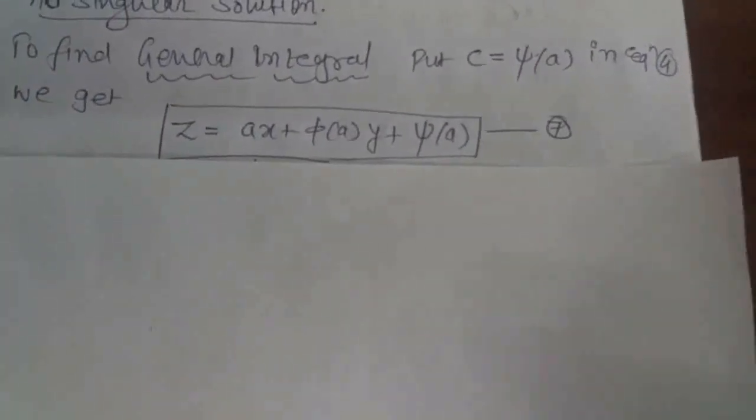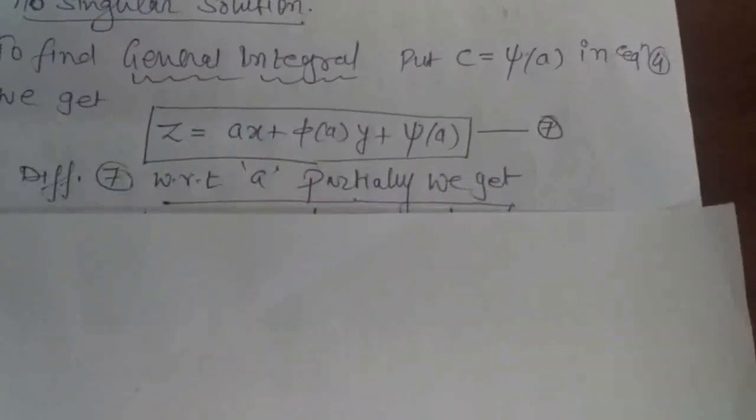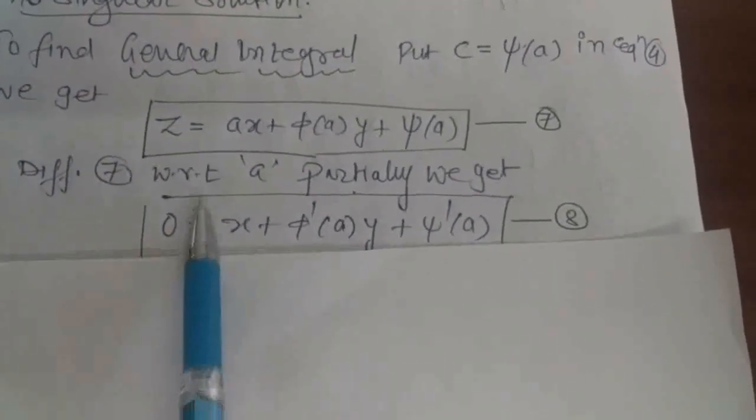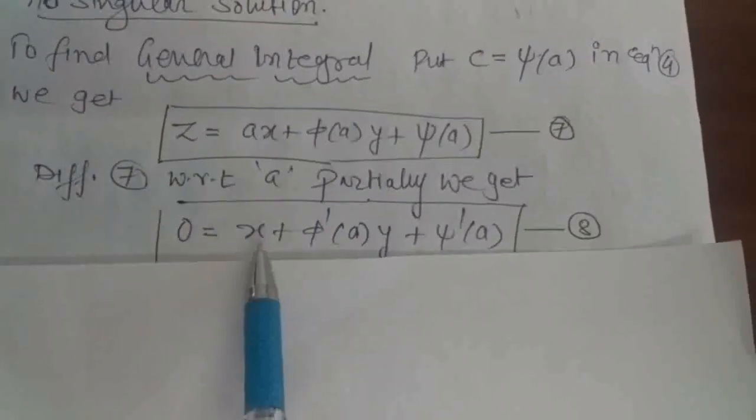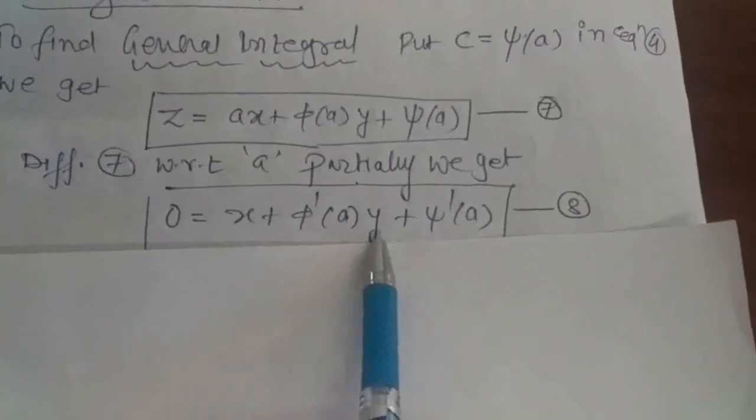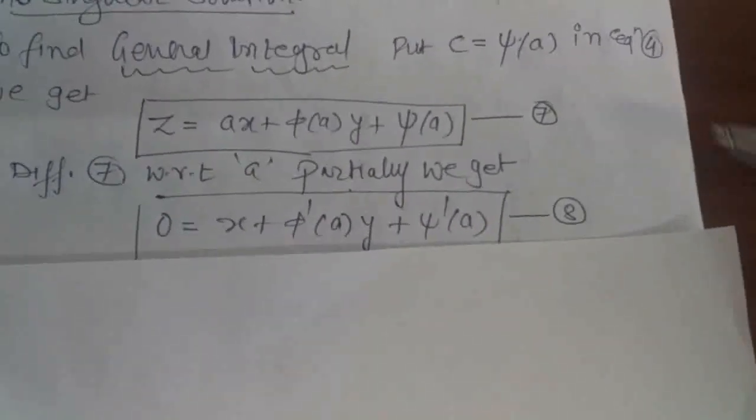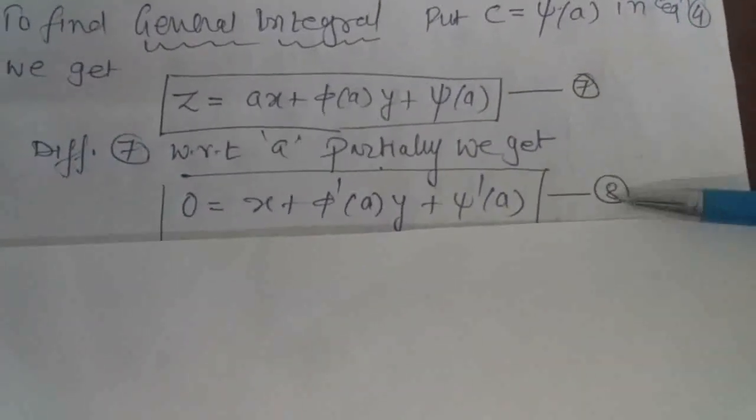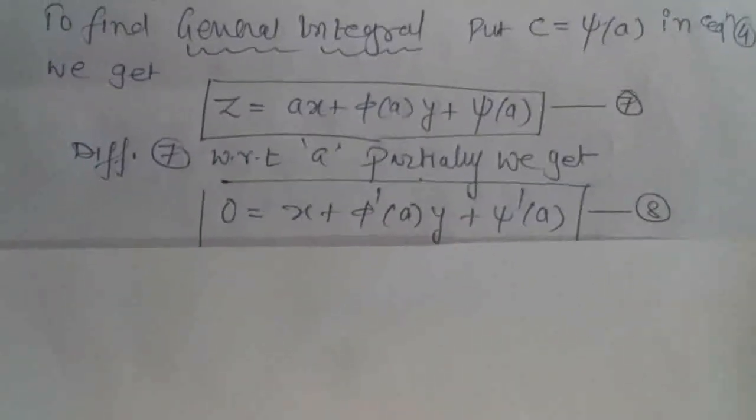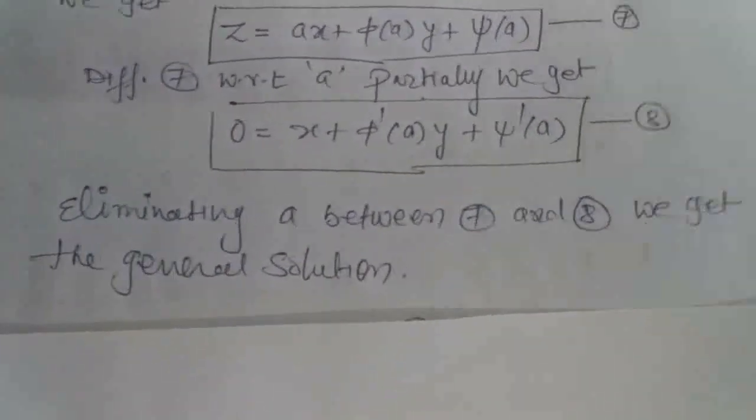Now differentiate equation 7 with respect to a partially. We get partial differential of z with respect to a is 0, partial differential of ax with respect to a is x, partial differential of phi(a)y is phi dash(a)y, plus partial differential of psi(a) is psi dash(a). Now eliminating a between 7 and 8, we get the general integral or the general solution of the given equation.